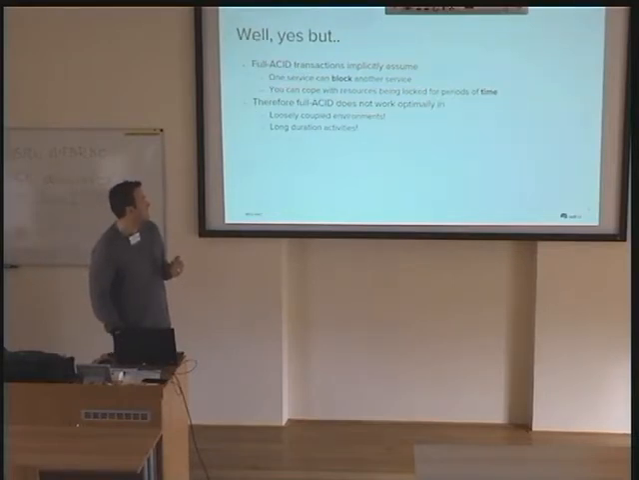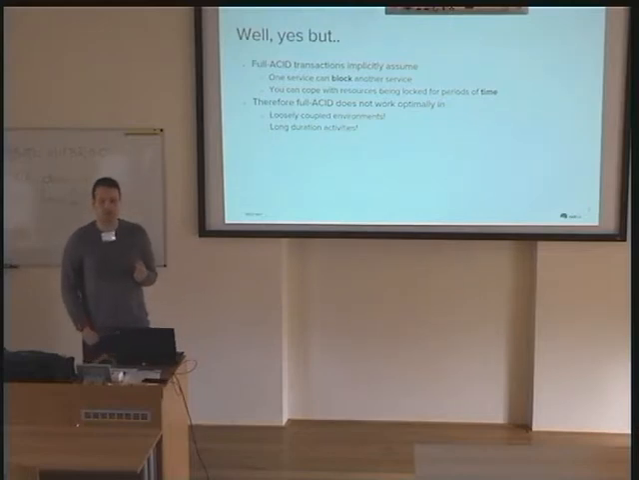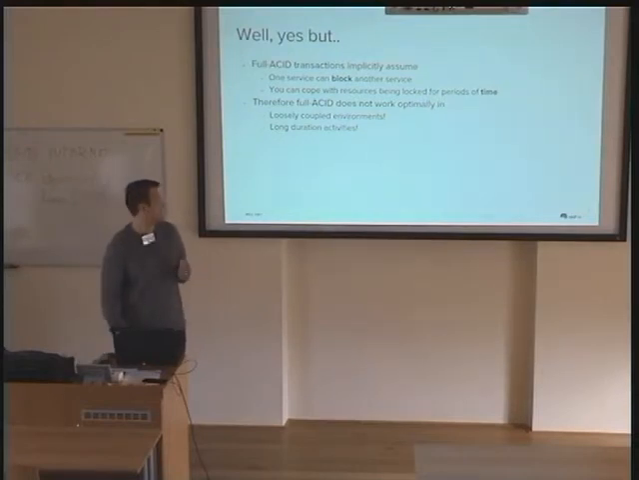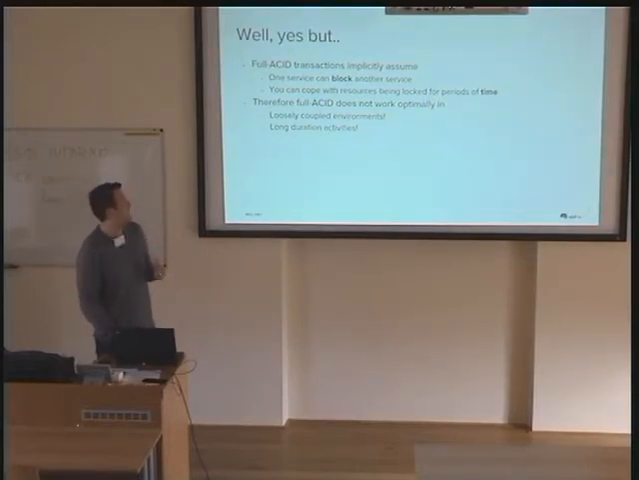So the main thing that we consider when doing the selection of the properties is whether or not individual services can block each other, which basically means that you could maybe lock, say, a customer database until you can also unlock the order database. Well, obviously with microservices, we're not talking about doing that. So given those things, we can safely assume that full ACID isn't actually going to work optimally in that environment.